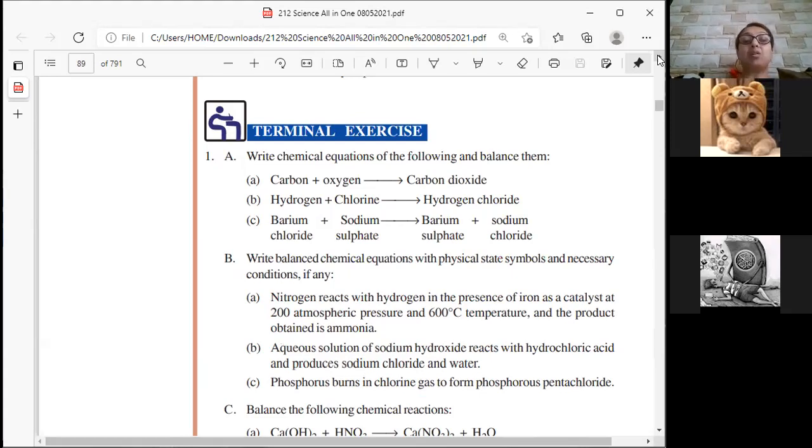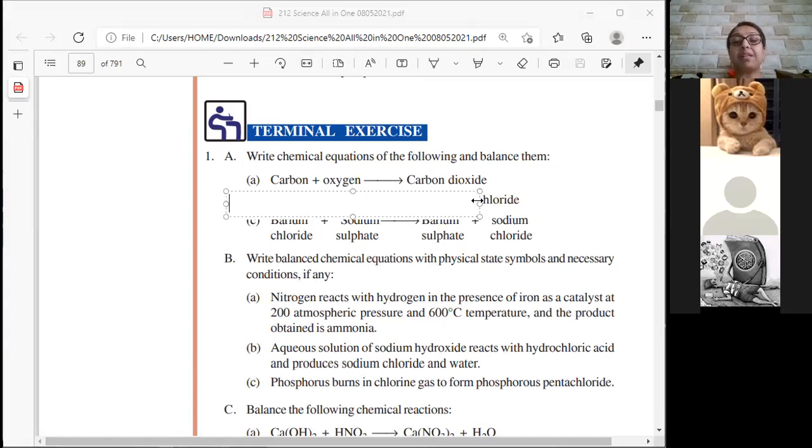Now look at question number 1. 1A. Write chemical equations for carbon plus oxygen. And you need to balance them also. How will you do it? Let us first write the equation. Are you all with me? Yes, ma'am. Barira, are you paying attention? Can we start making these equations and balancing them? We are doing terminal exercise questions.